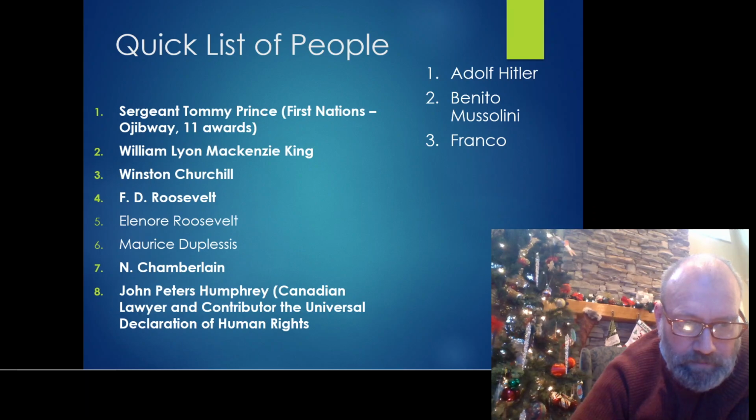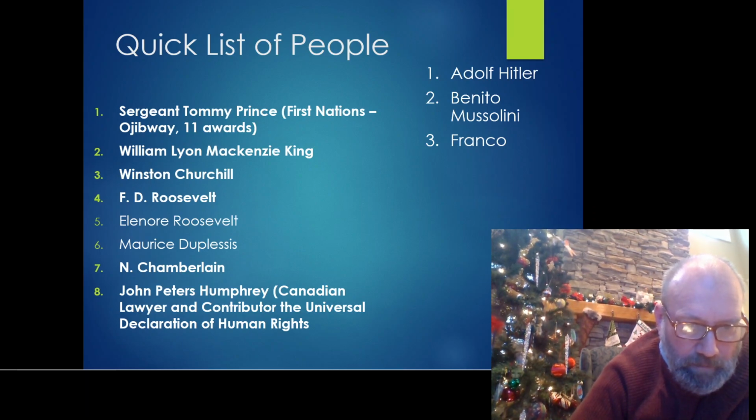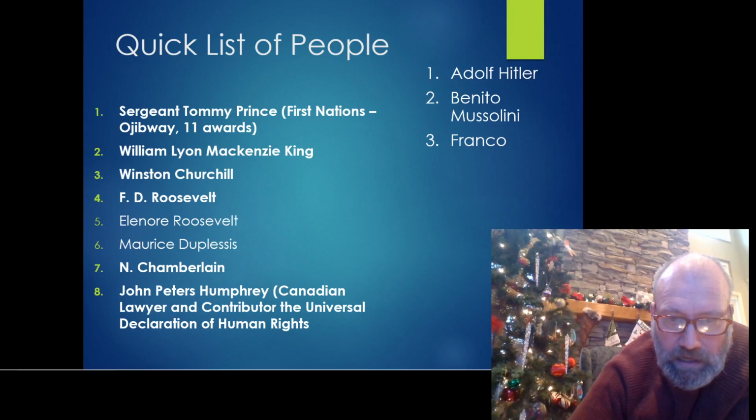And then John Peters Humphrey, the Canadian lawyer and contributor to the Universal Declaration of Rights. Since he's Canadian, that's an important Canadian connection to know. Eleanor Roosevelt is again going to come probably more in the 20th century history, but she was also a major leader force of the Universal Declaration of Human Rights. And these three over here, you should know in terms of understanding fascism.